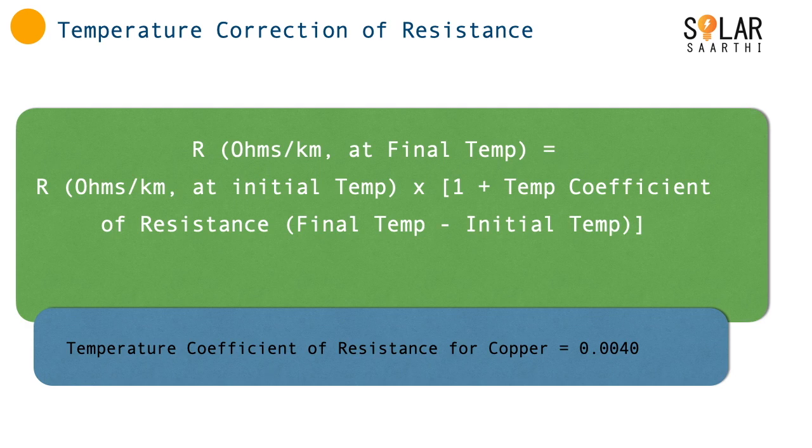R, that is the resistance in ohms per kilometer at final temperature, is equal to R ohms per kilometer at initial temperature, multiplied by 1 plus temperature coefficient of resistance, multiplied by, in brackets, final temperature minus initial temperature. Here the final temperature would be 90 degrees. Initial can be 20, 30, whatever is given in the data sheet. We'll see again how to use this formula in the example in the later slides. Temperature coefficient of resistance for copper is 0.0040.